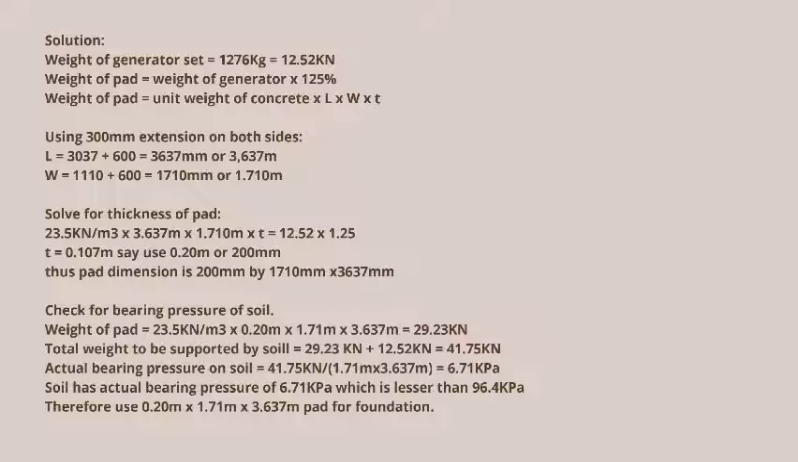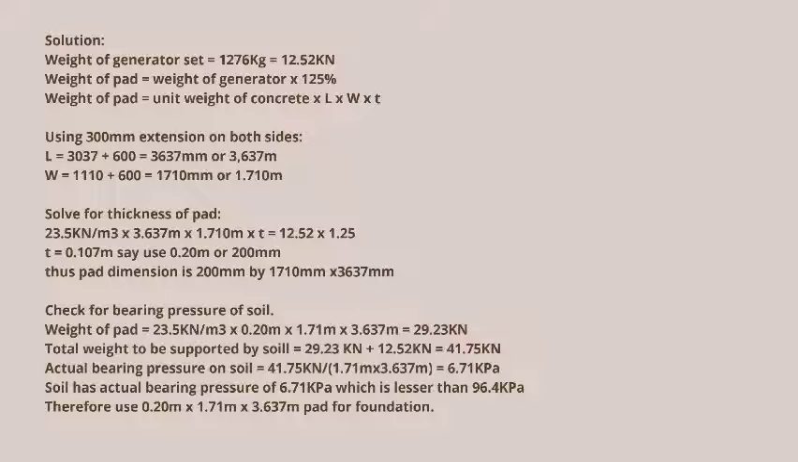23.5 kilonewtons per cubic meter times 3.637 meters times 1.710 meters times T is equal to 12.52 times 1.25. T is equal to 0.107 m. So use 0.20 m or 200 mm. Thus, pad dimension is 200 mm by 1710 mm by 3637 mm.